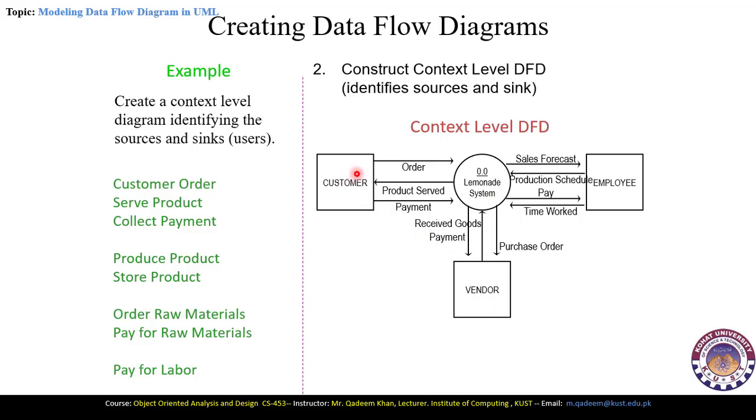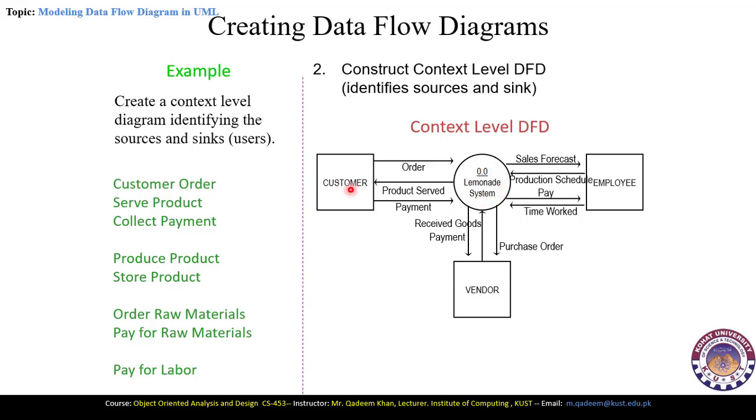Now customers can place orders using the lemonade system, which means the customers provide the order to the system. Similarly, customers can also pay for the orders, while the system will provide products served. This means that products will be served to the customers by the system. Similarly, the employees who use this system can perform production schedules. Also, they will provide the time frameworks, while the system will provide sales forecasts and the pay of the employees. It means that these calculated pays will be provided to the employees.